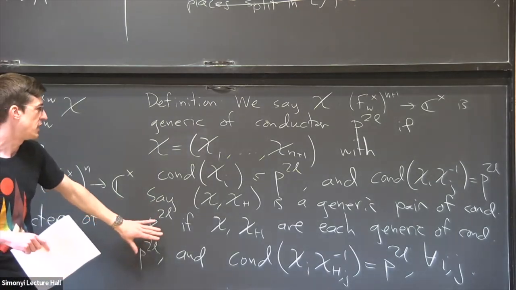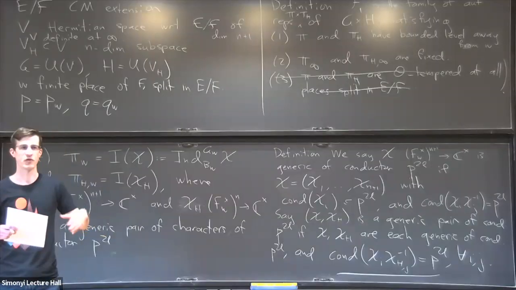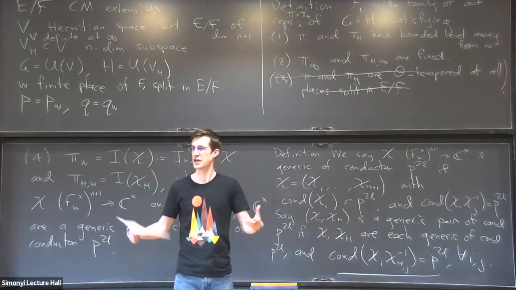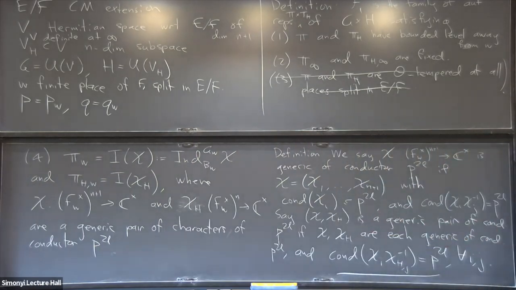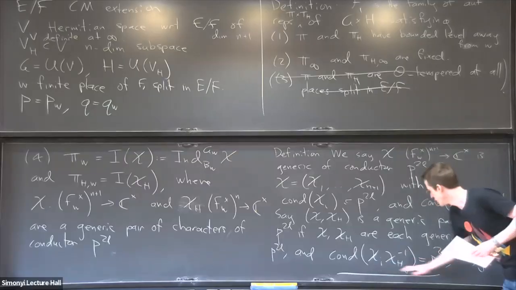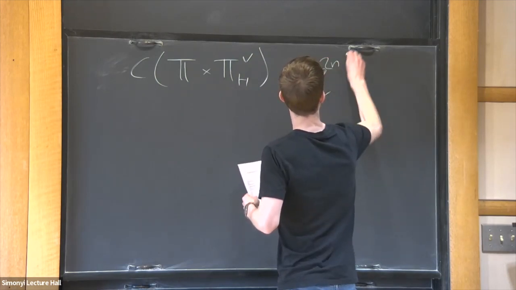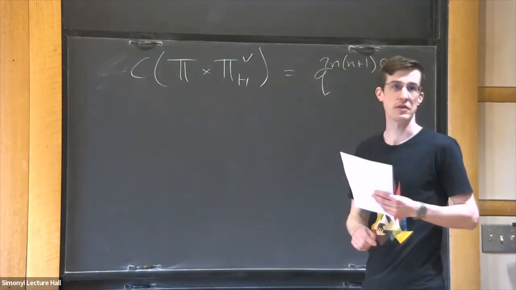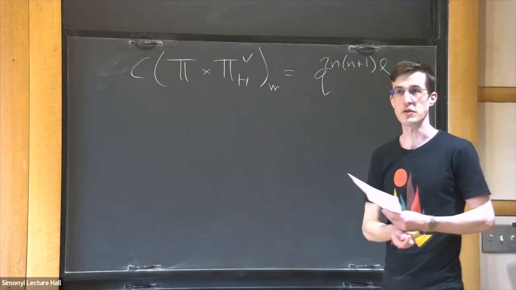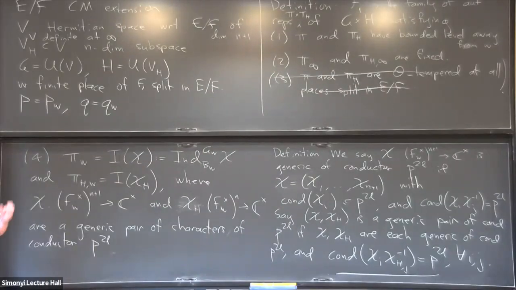The second part here, this condition on the cross ratios, is equivalent to a product L-function having generically large conductor, right? This sort of means that the conductor of, so I take the base change, capital pi will denote the base change of little pi and pi h to E. So this condition here means that this conductor is as large as possible. It's going to be q to the 2n(n+1)l. Q is the order of the residue field. P is the maximal ideal.